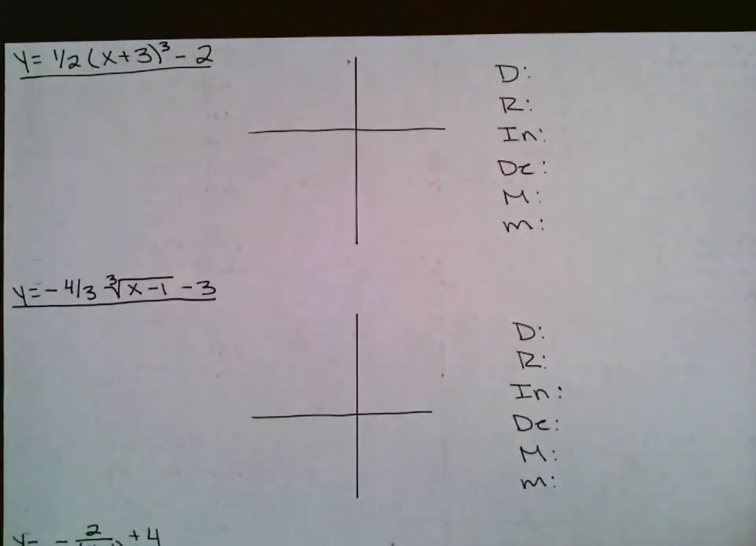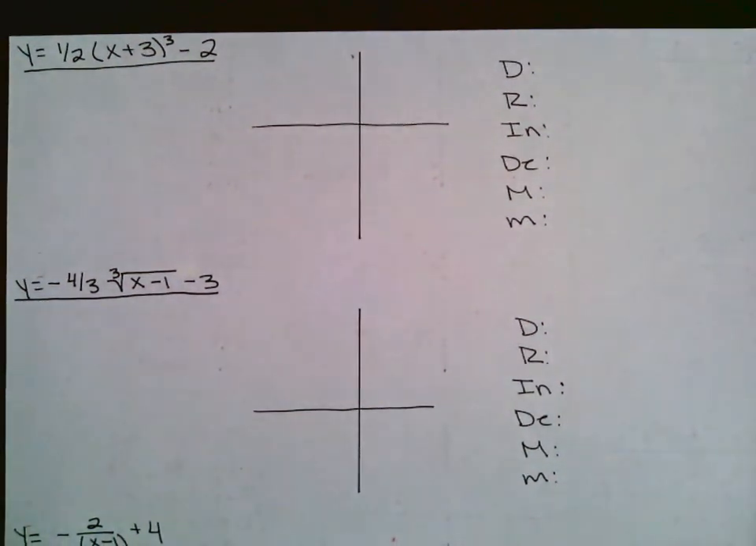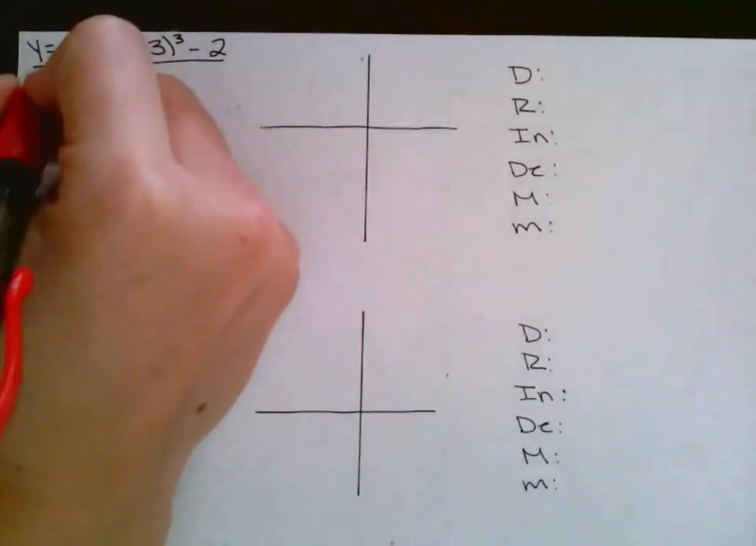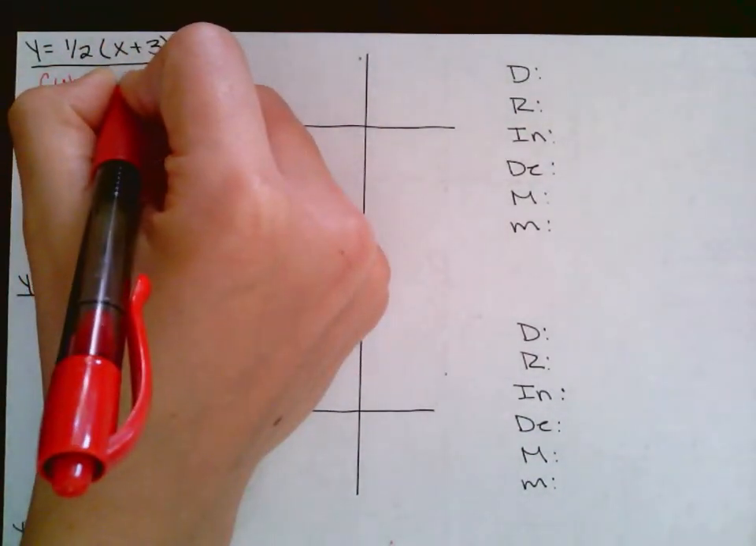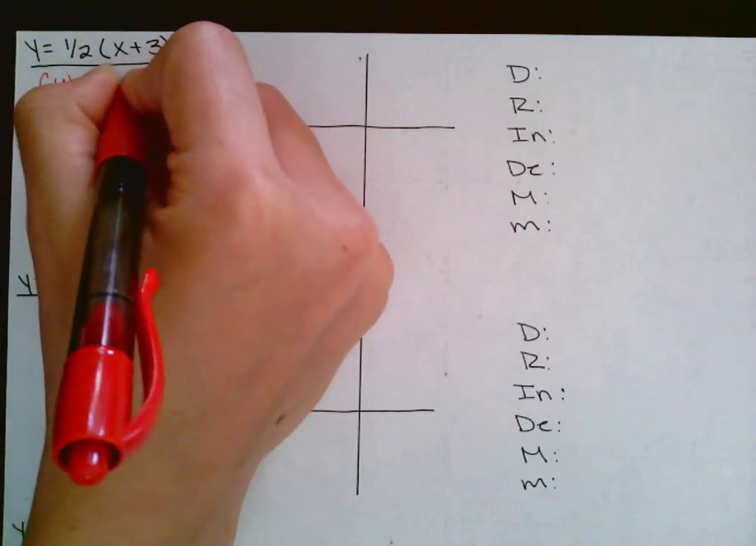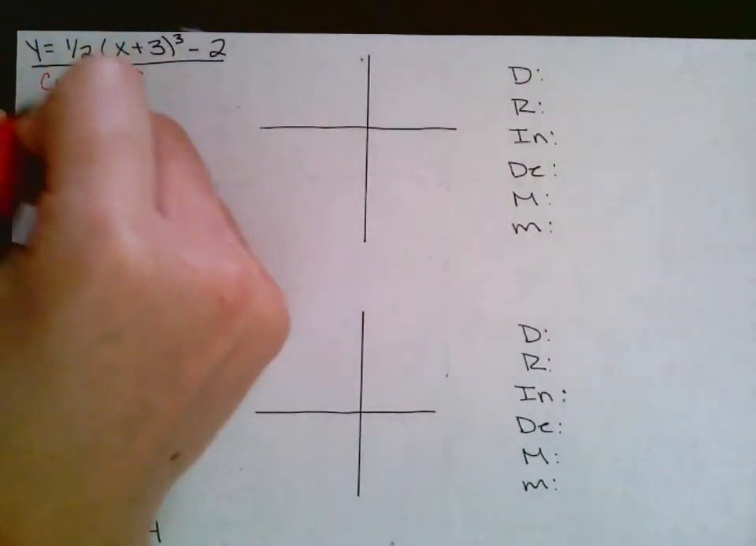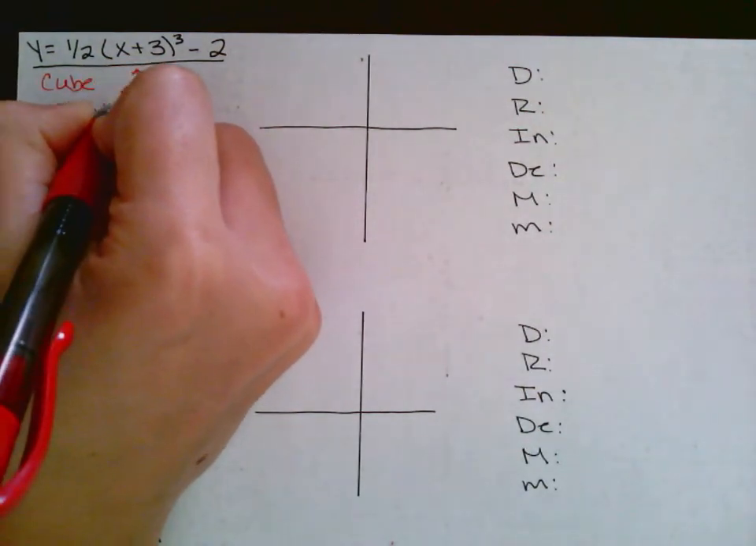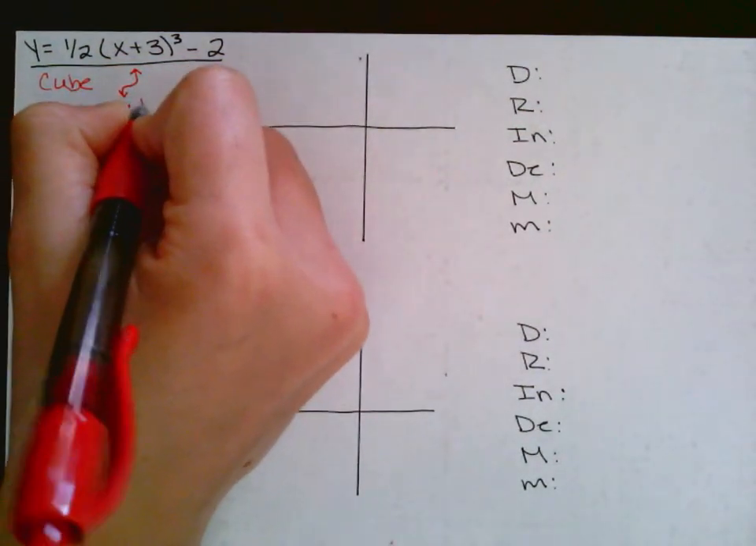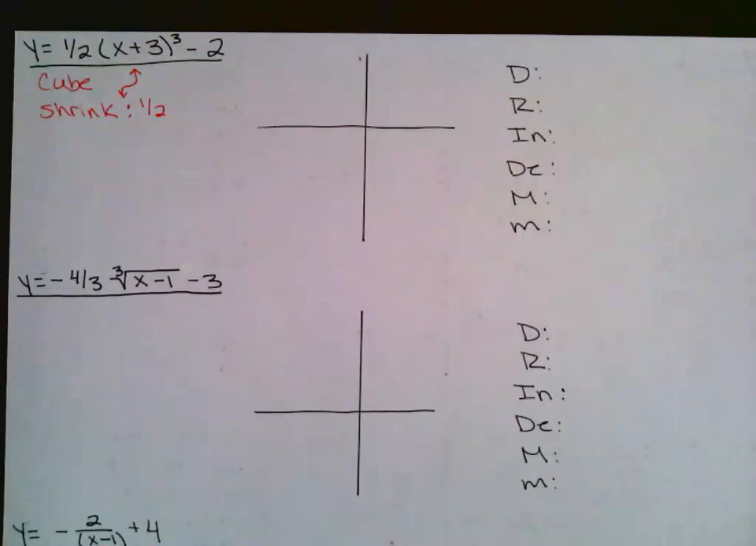Alrighty. So if we look at this first one, we have y equals half x plus 3 cubed. So I see that cube. I know it's a cube function. This is my robot. So it's going to look something like this. Okay. That 1/2 means that it's going to shrink. Don't worry about drawing a shrink. As long as you write it here and understand it, you'll get credit.